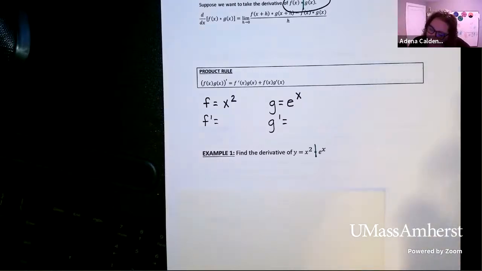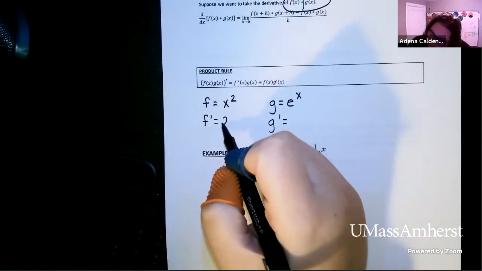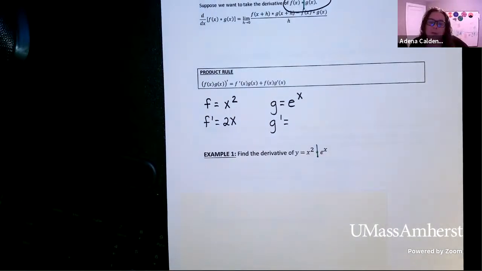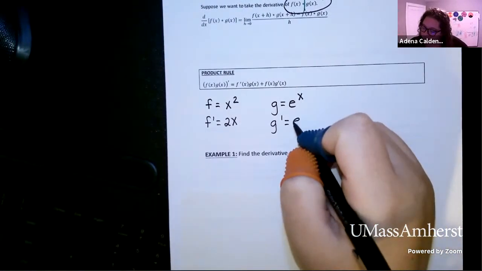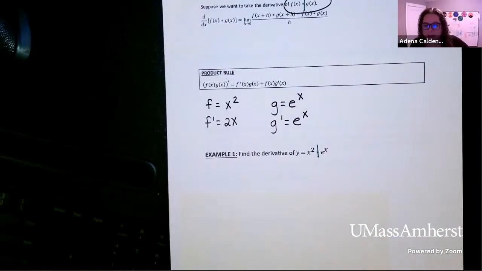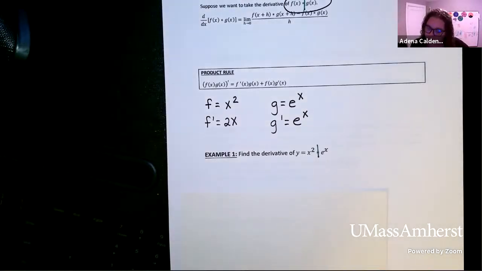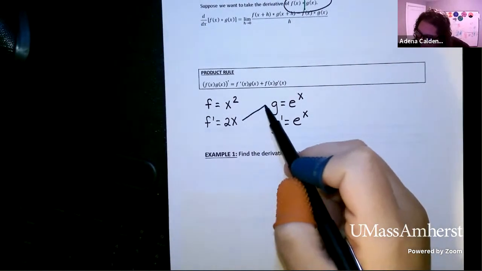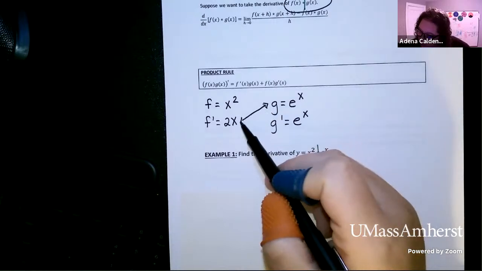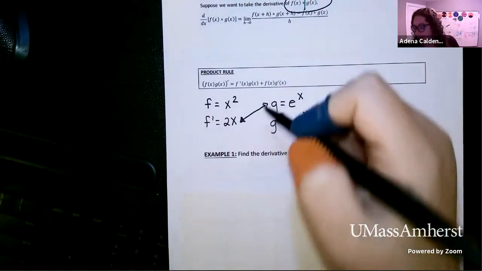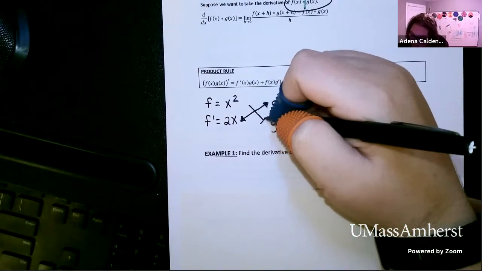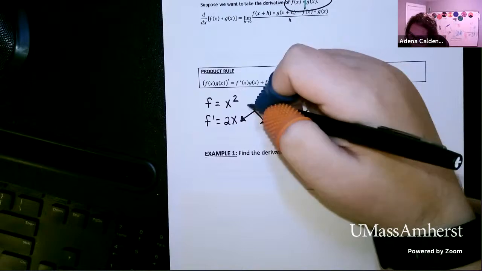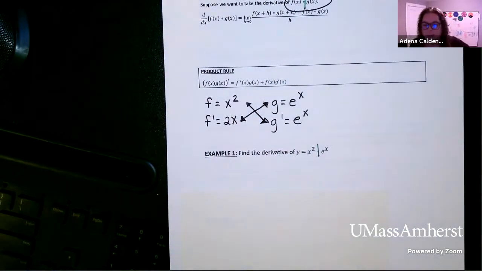So I want to take the derivative of x squared, and that's a power rule, and that's going to give me 2x. I also need to take the derivative of e to the x. The derivative of e to the x is e to the x. Now, the product rule says I have to multiply f prime times g. I'm going to cross multiply this way. And to that, I need to add f times g prime. So the product I get when I multiply this way.